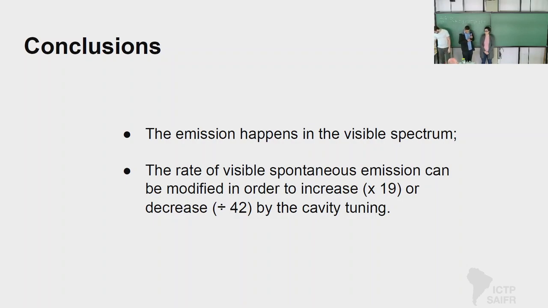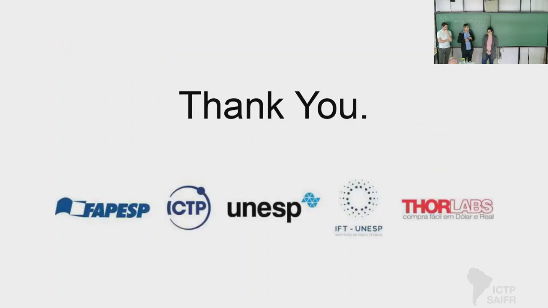So this work has two main results. The first one is the visible spectrum. This spontaneous emission occurs in a visible spectrum, so it's easier to detect the photons. And the second result is that the resonator acts in such a way that we have an increase of 19 times the spontaneous emission, or we can also decrease the spontaneous emission by 42 times. So the resonator really works to increase or to decrease the spontaneous emission. I think that's it. Thank you.